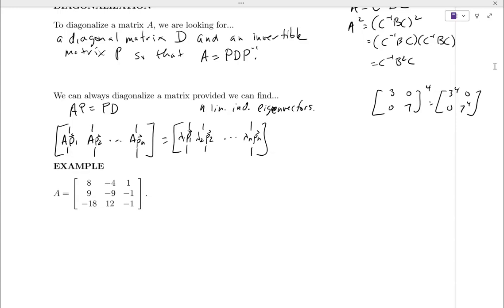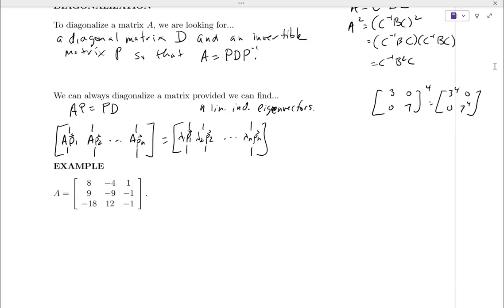Now, in order, of course, to be able to invert the P and move it to the other side, I need to make sure that we can find n linearly independent eigenvectors for the matrix. Okay? And you can't always do that. So, like I said, we'll talk a little bit about that later.